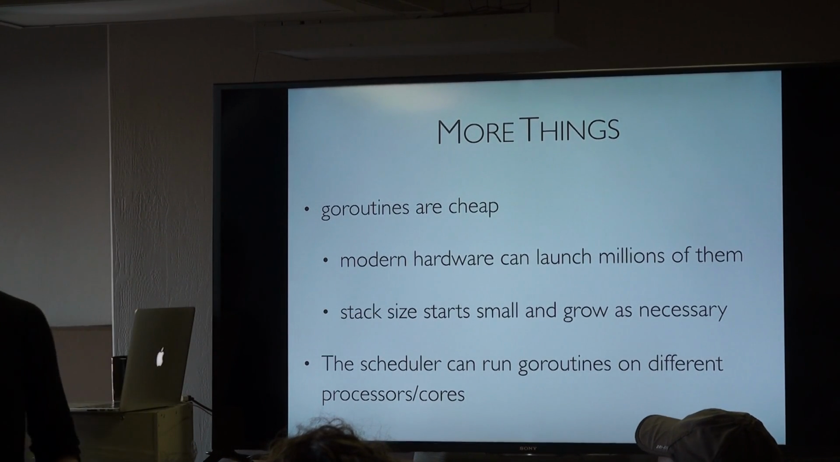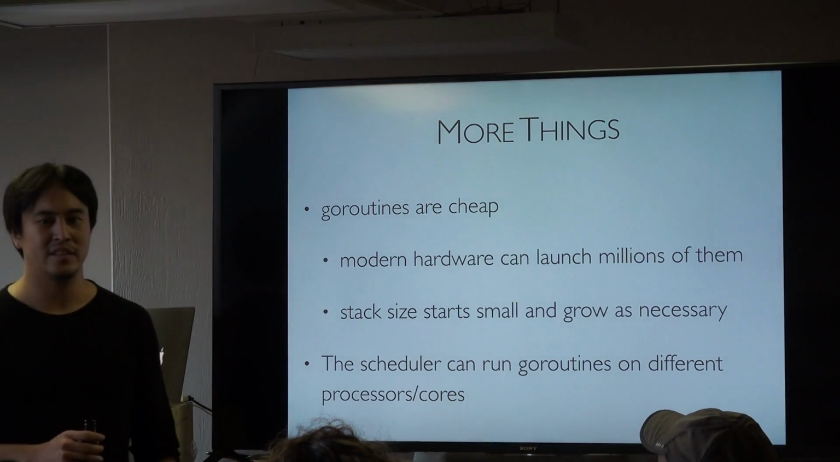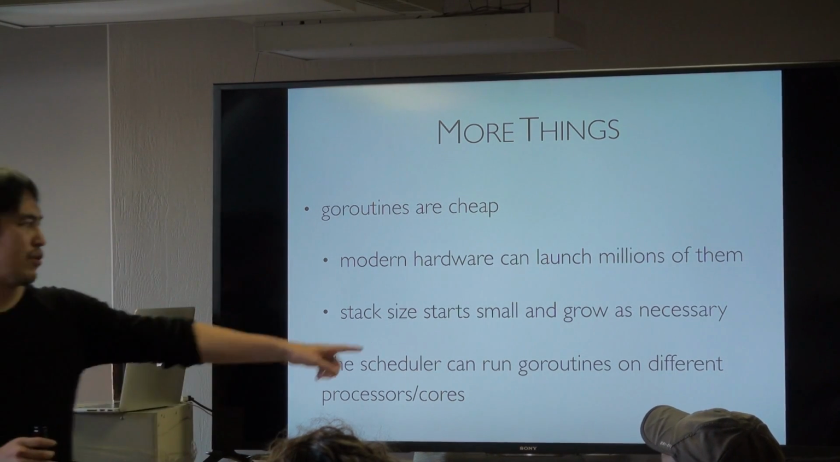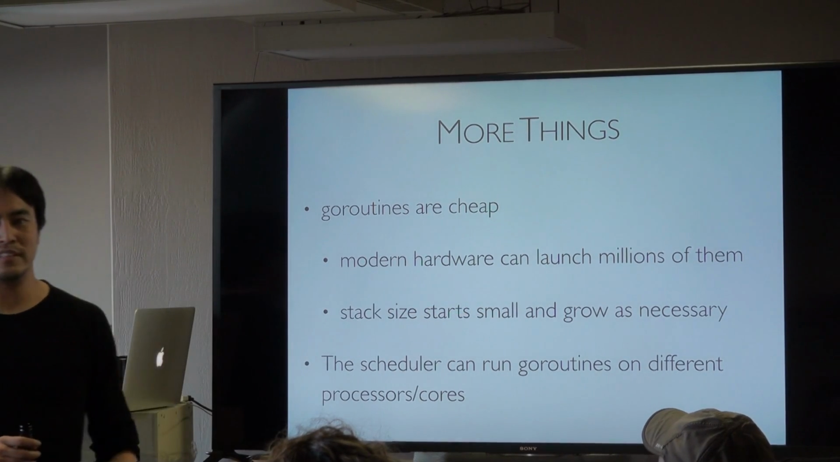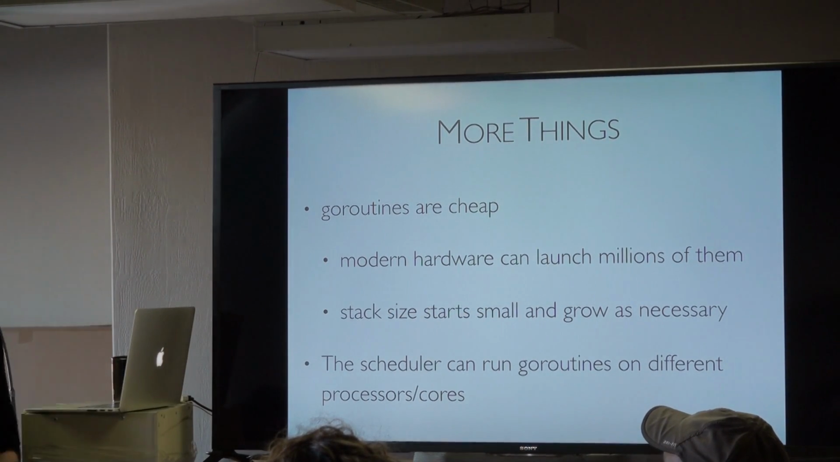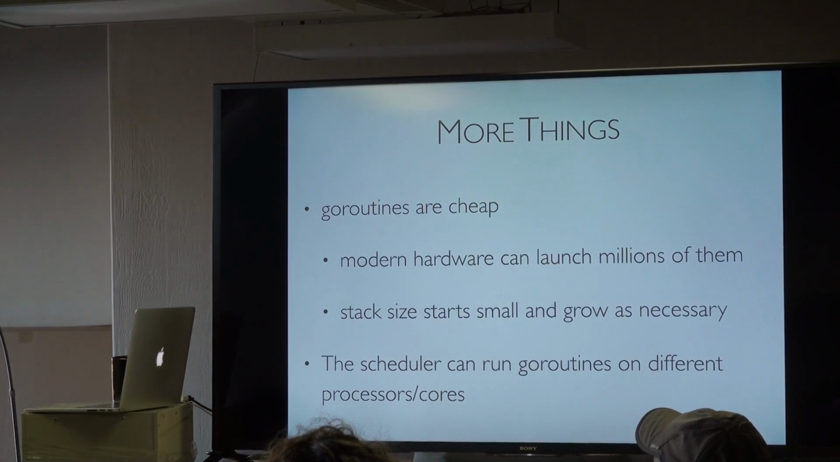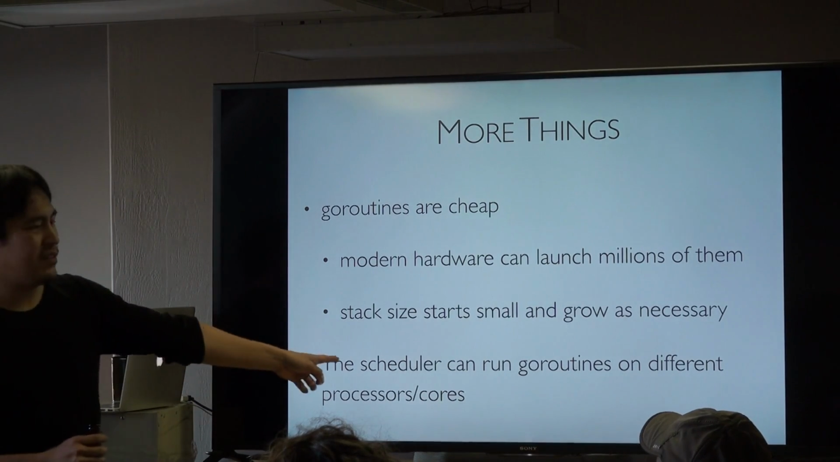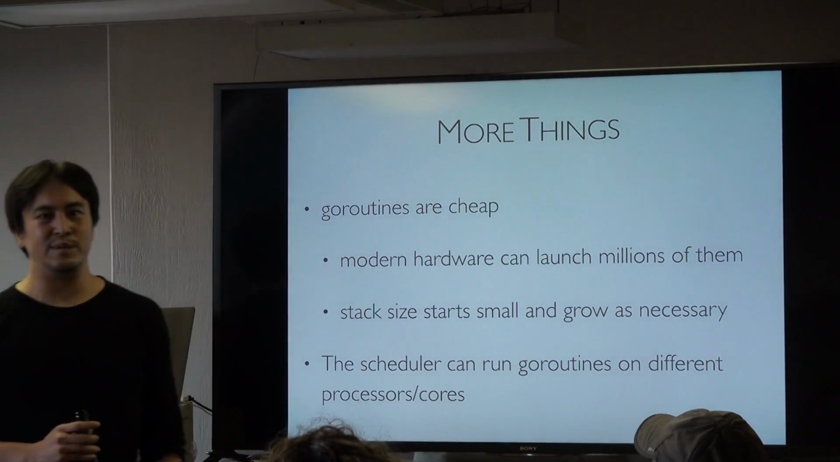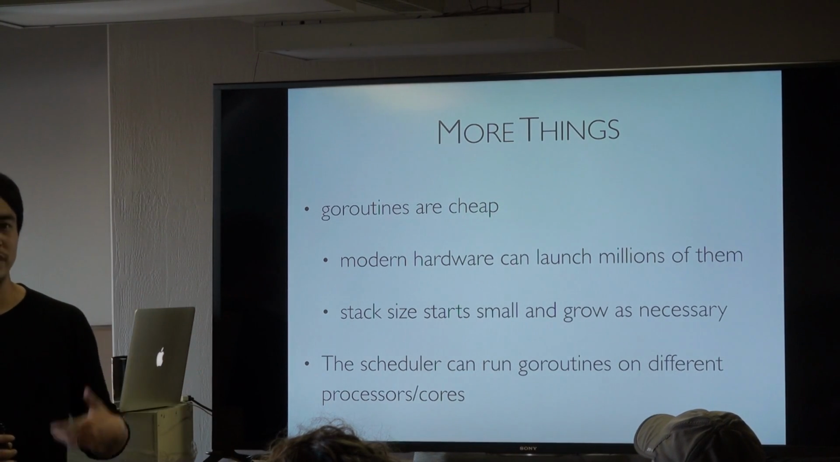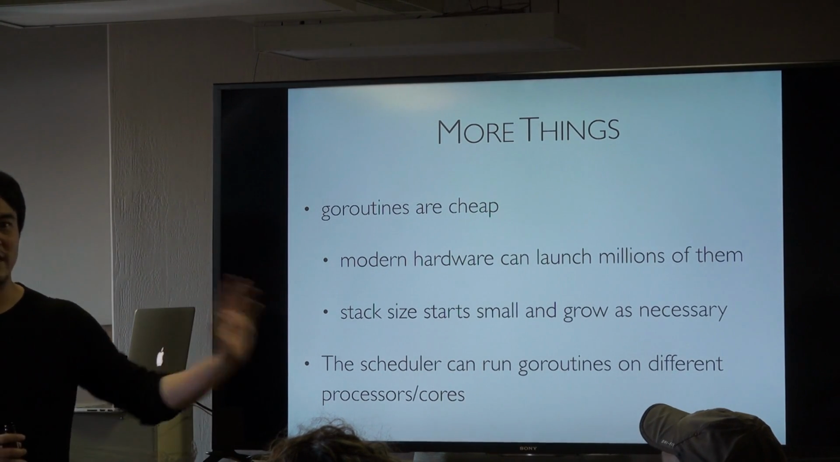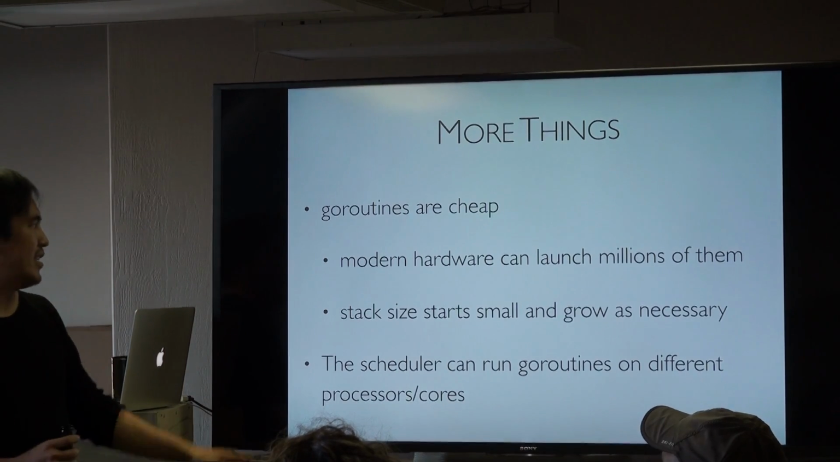It's on the order of 4 kilobytes, I think, in the current 1.2. They do grow if necessary, if you're doing a whole bunch of complicated stuff, so they basically grow when you need it. The scheduler will run them wherever it wants to. You have no control over which core or which processor or which thread it's running on. That's an implementation detail for all intents and purposes.